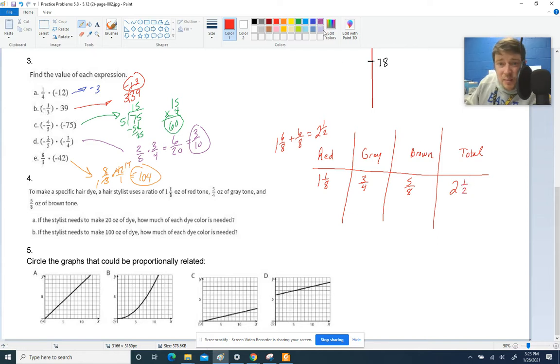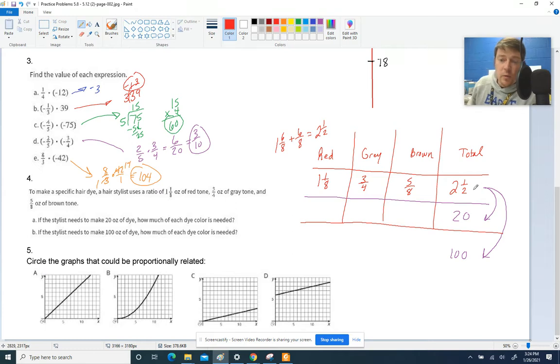But I want to make a total that's larger than all that. I want to make a total of what? Say 20. So I want to increase this to where I'm making 20 ounces. And I think the next one is 100. So I want to increase this to where I also make 100. So with these types of problems, you're just growing by a constant of proportionality. In the first one, I'm growing from 2 1/2 to 20.